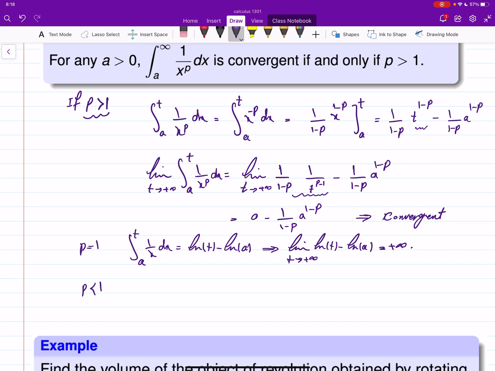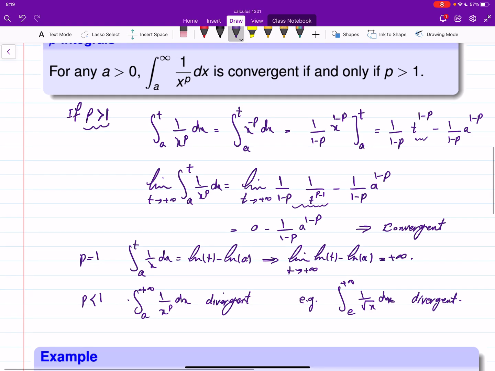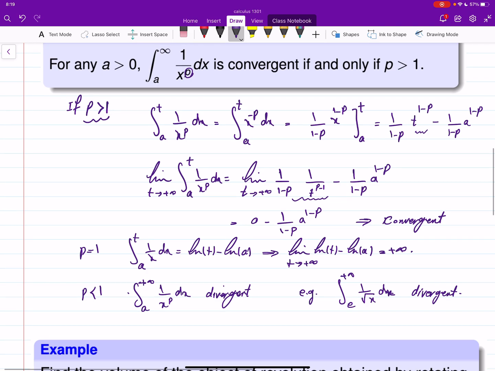So let me just write this. The integral from a to plus infinity of 1 over x to the power p dx is going to be divergent. An example of this is the integral of 1 over root x dx from e to plus infinity, which is going to be divergent. Just by looking at the power, you can say when it is convergent and when it is divergent. When p is strictly bigger than 1, it is convergent. Otherwise, it is divergent. So that's a very important class.